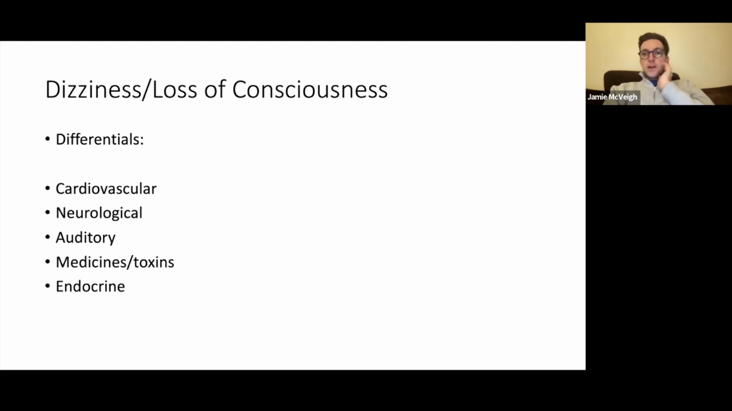And then auditory I've put in as a very common cause of dizziness, but in particular vertigo, which tends to be more positional. And so your causes of that are benign paroxysmal positional vertigo, so that's BPPV, but also ear infections such as labyrinthitis can cause it, and Meniere's as well. And then medicines is a really important one, okay, to look at.